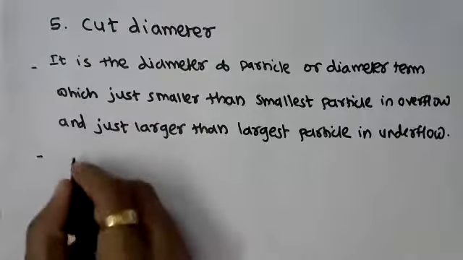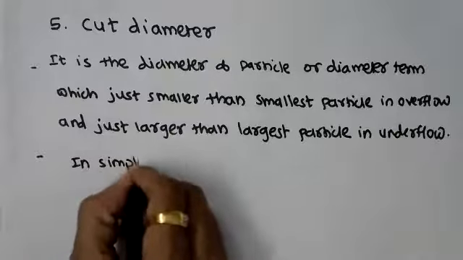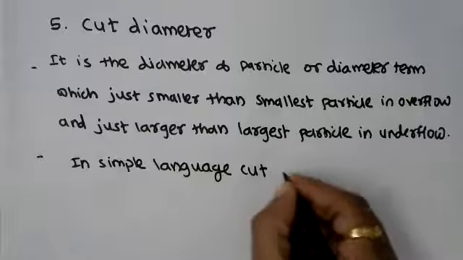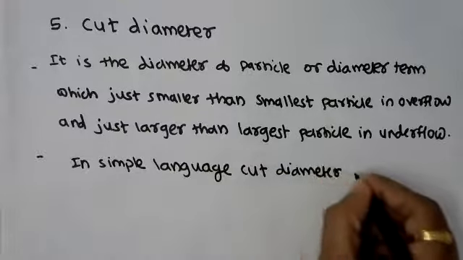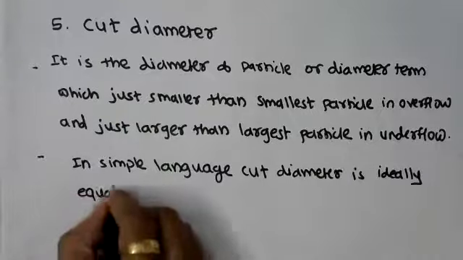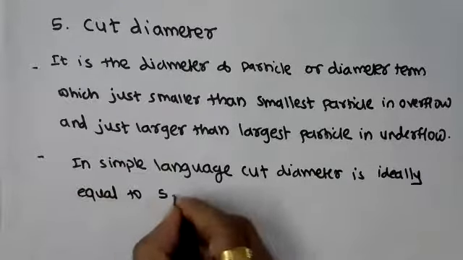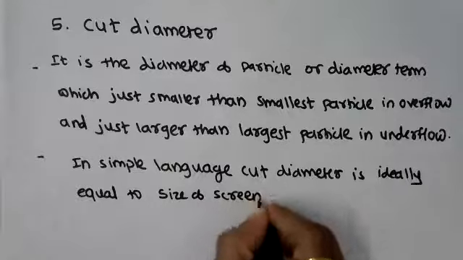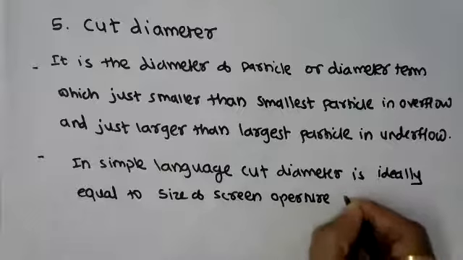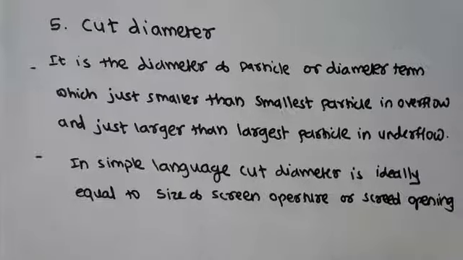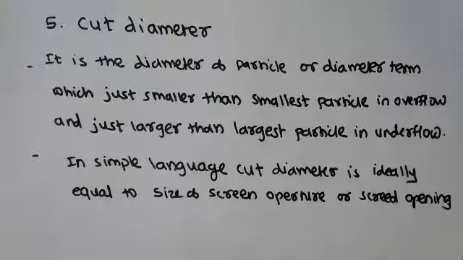So in simple language, cut diameter is ideally equal to the size of the screen aperture or screen opening. So cut diameter ideally is equal to screen opening or screen aperture size, right?